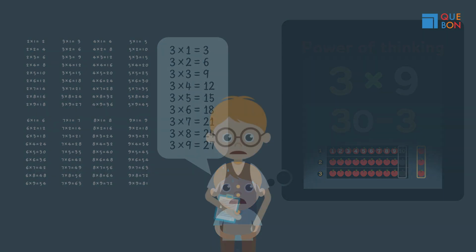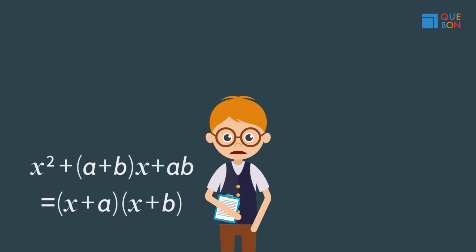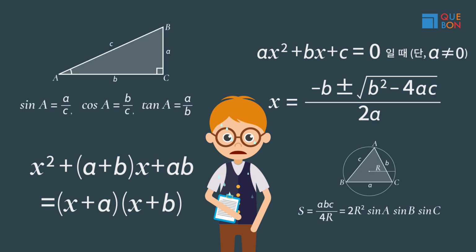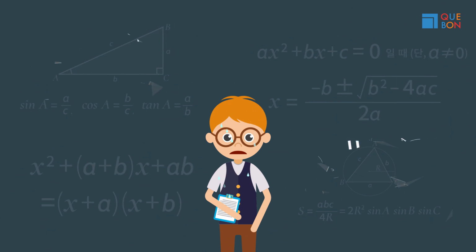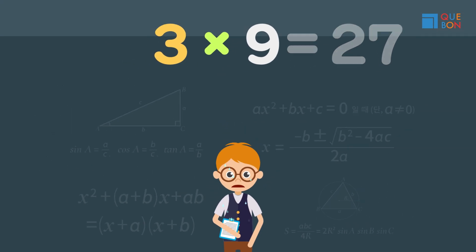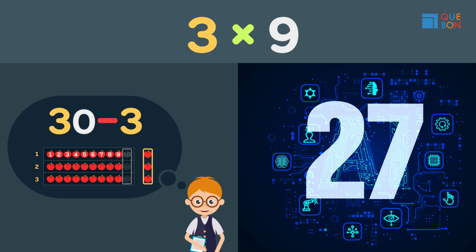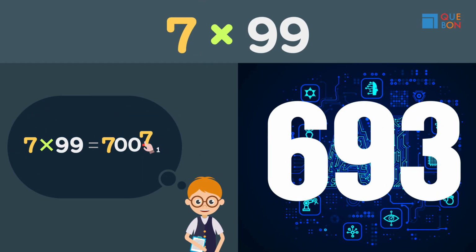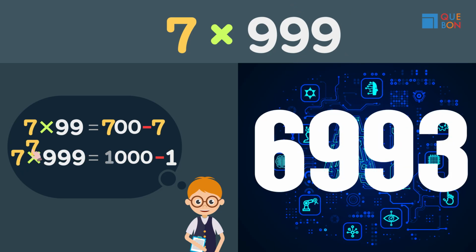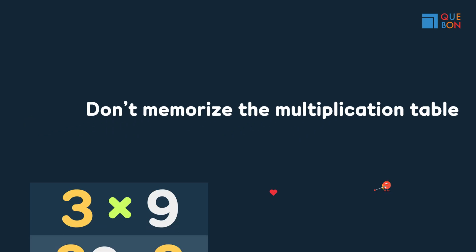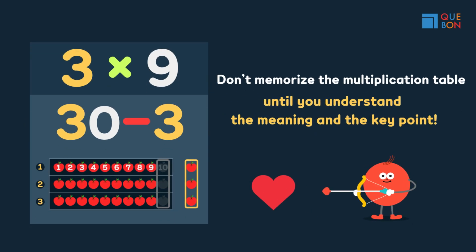Similarly, we should never memorize formulas such as the factorization formula, quadratic formula, or trigonometric function formulas. Understand before memorizing. Then you will thrive in the AI world. Don't memorize the multiplication table until you understand the meaning and the key point.